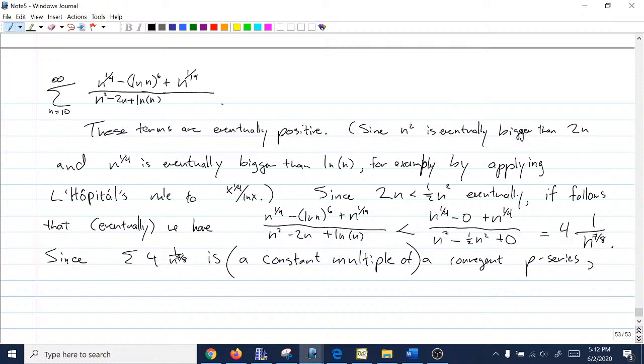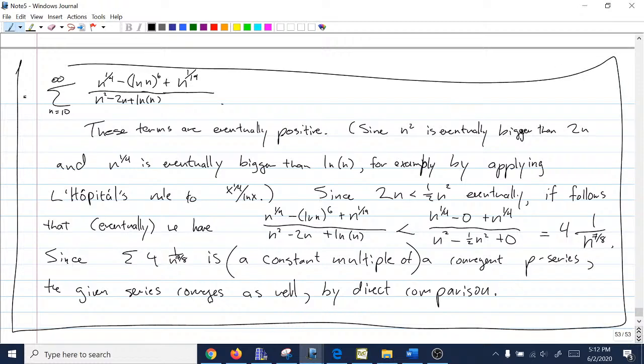You don't want to say "is basically a p-series." That's the kind of math language that feels very imprecise and not good. Since this thing is a constant multiple of a convergent p-series, the given series converges as well by direct comparison. Hooray! We got a paragraph. Cool. Stuff's hard, guys.